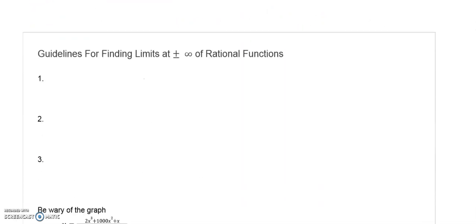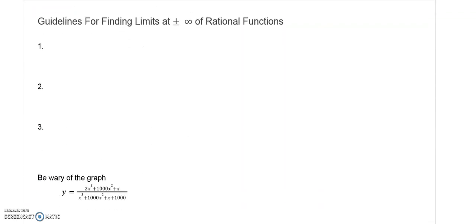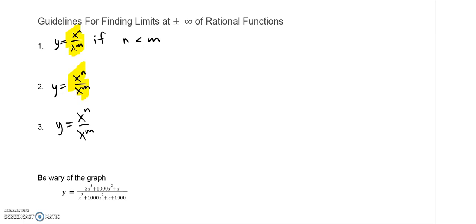Okay, so let's look at some guidelines for figuring out what your limits are, for rational functions, and algebraically how to determine what those limits are going to be. Our rational function here is just x to the n over x to the n, but we're going to look at three different cases.